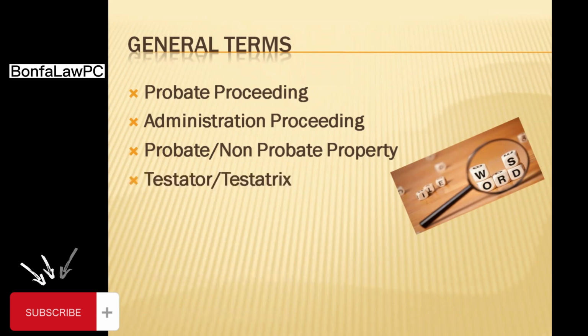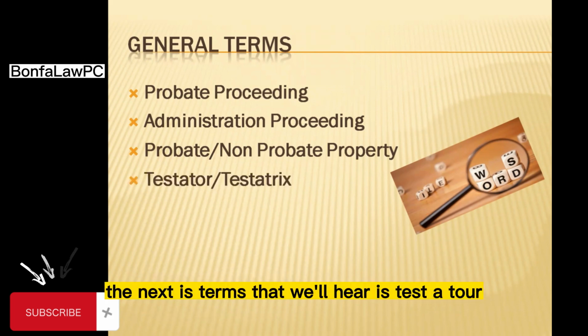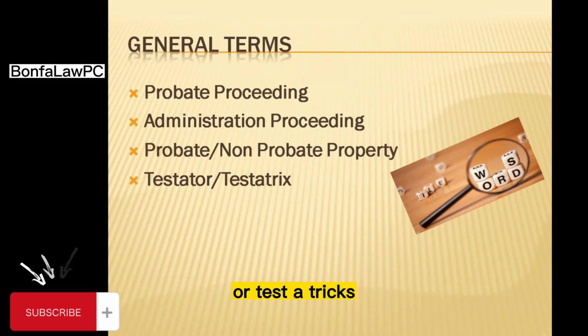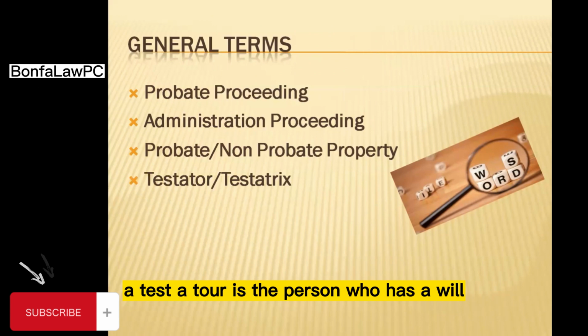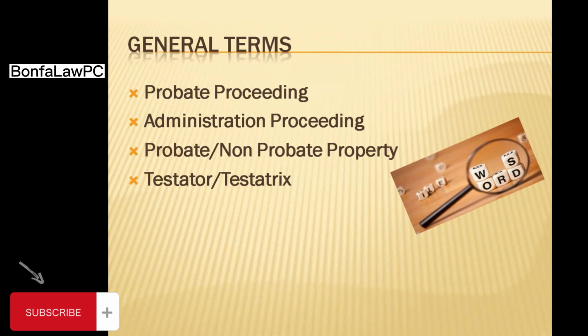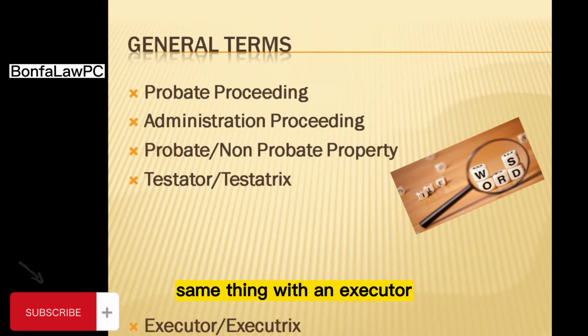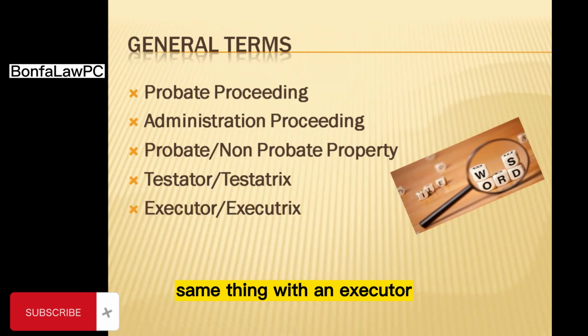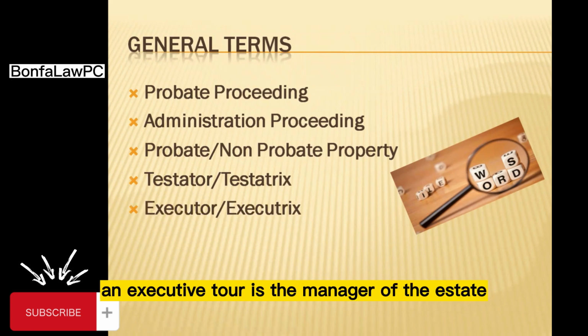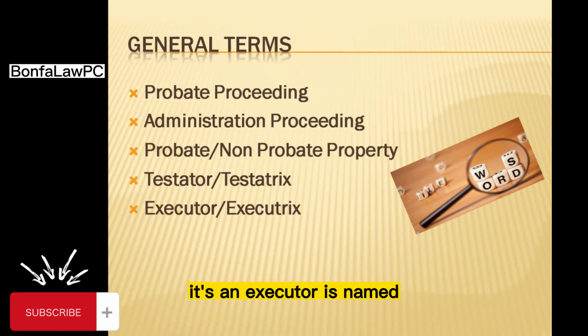The next terms that we'll hear are testator or testatrix. A testator is the person who has a will. The old way is gendered: a male is a testator, and a female is a testatrix. Same thing with an executor. An executor is the manager of the estate. An executor is named.